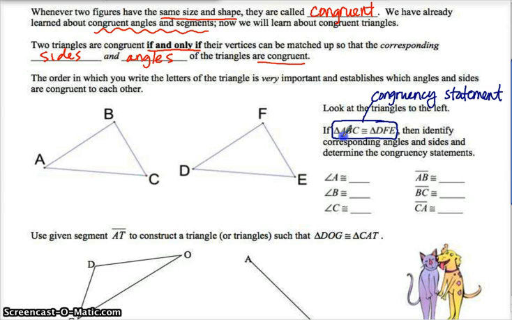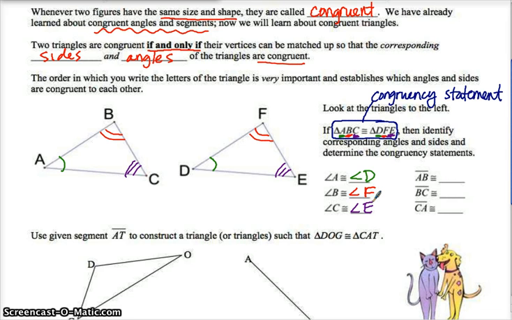Well, you go in order. Letter A is the first letter here, letter D is the first letter here. So that means angle A is congruent to angle D. And then you go with the second letter. So angle B must be congruent to angle F, according to the order of those letters. So they're lining up corresponding angles here. And then finally, we have angle C is congruent to angle E.